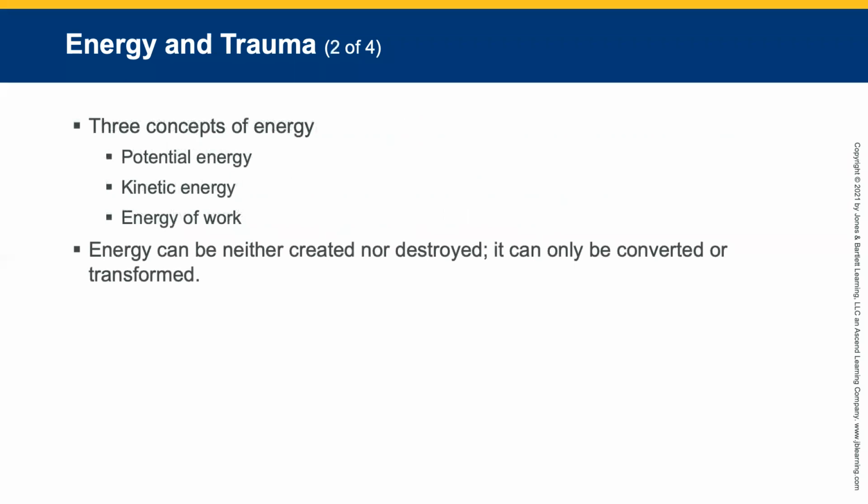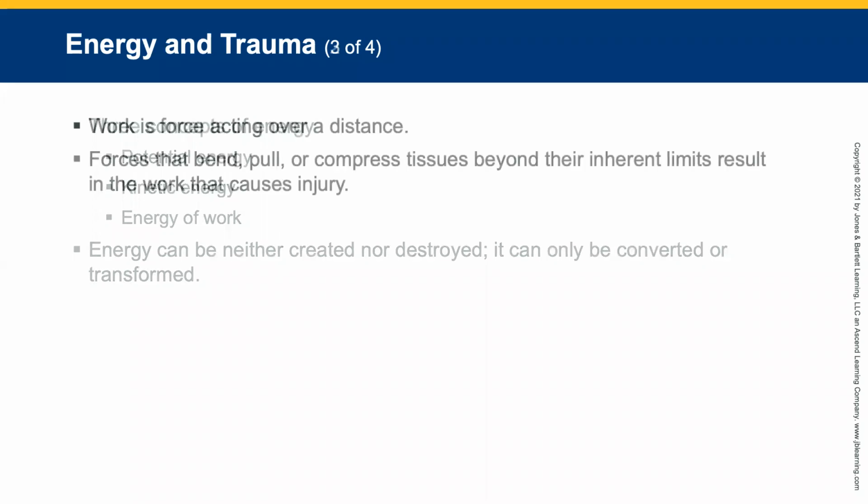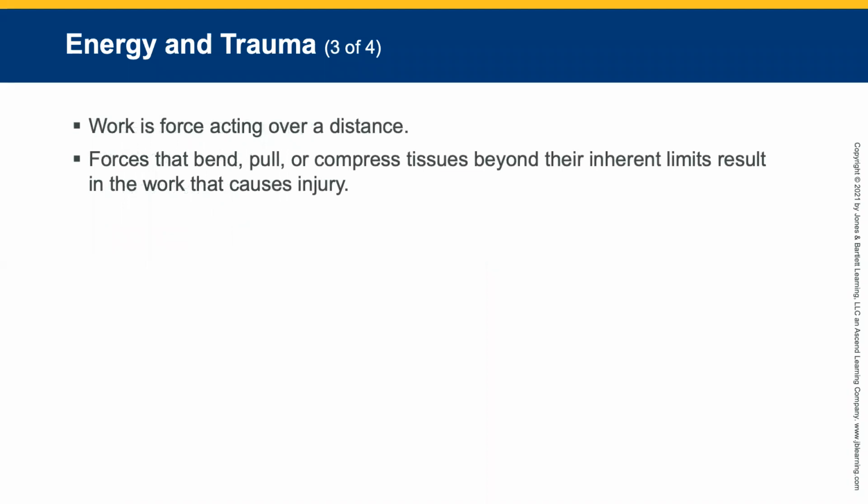Three concepts of energy are typically associated with injury. I would write these down, mark it, highlight it, go over it, remember it. They are potential energy, kinetic energy, and energy of work. Energy can be neither created nor destroyed; it can only be converted or transformed. Remember, your three concepts of energy are potential energy, kinetic energy, and energy of work. Work is defined as force acting over a distance. Forces that bend, pull, or compress tissues beyond their inherent limits result in the work that causes injury.